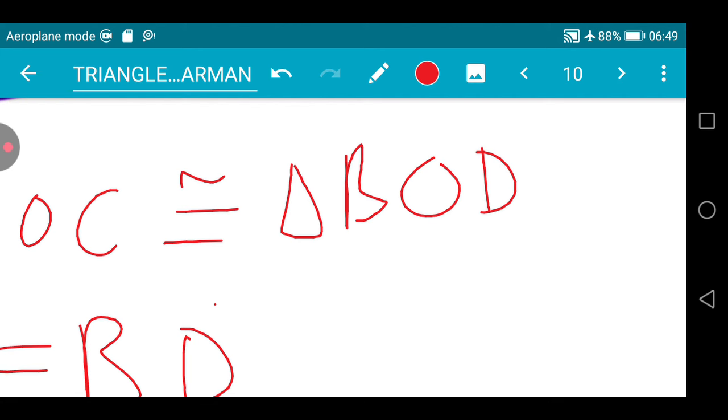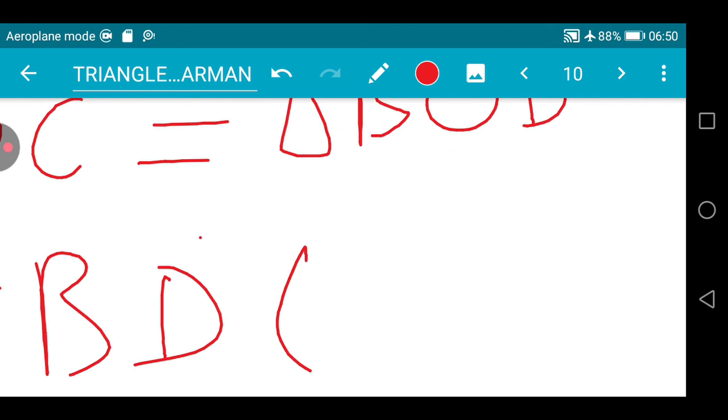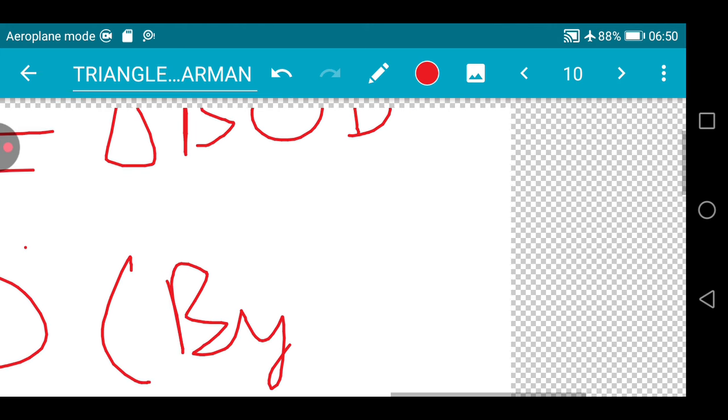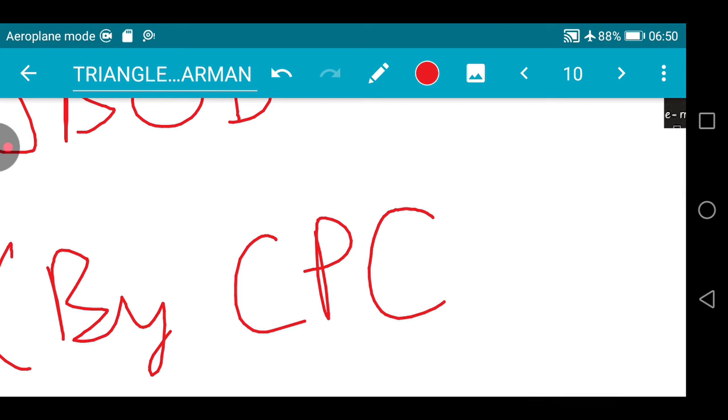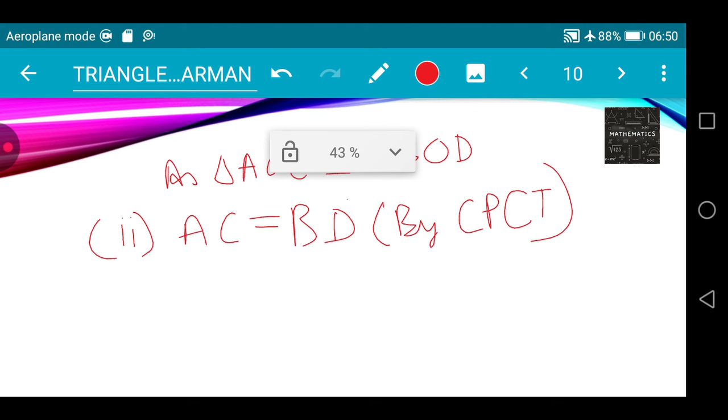What can we conclude? That AC equals BD by CPCT. This is what we have learned about CPCT: if two triangles are congruent, the three sides and three angles will be equal. AC will be equal to DB. Angle C will be equal to, this is what we have proved, AC equal to DB or BD. And third, the most important, AC is parallel to BD.